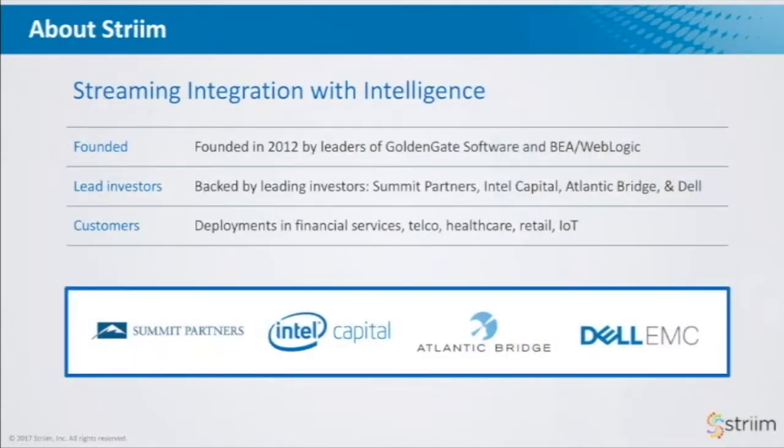A little bit about Stream. Stream provides streaming integration with intelligence, and we were founded in 2012. The four of us that founded the company came out of Golden Gate Software. We've been working in the enterprise middleware, enterprise data markets for a long time. We're backed by some really great investors, including Summit Partners, Intel Capital, Atlantic Bridge, and Dell EMC. And our customers range across most industries: financial services, telco, logistics, healthcare, retail, and IoT customers.